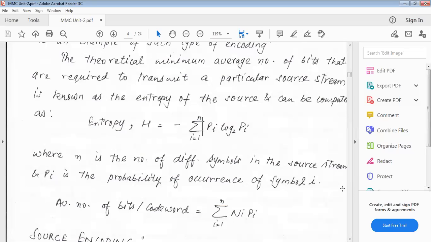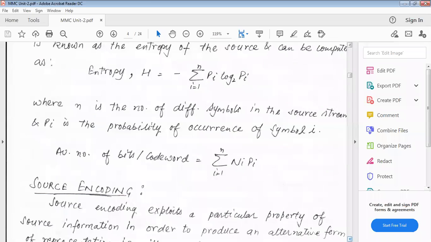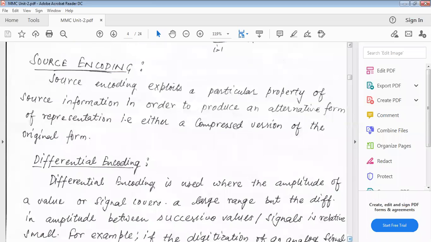Here n is nothing but the number of different symbols in the source set, and p is nothing but the probability of occurrence of the symbol. Okay, so this is about the statistical encoding principle. Next, we have another compression principle.